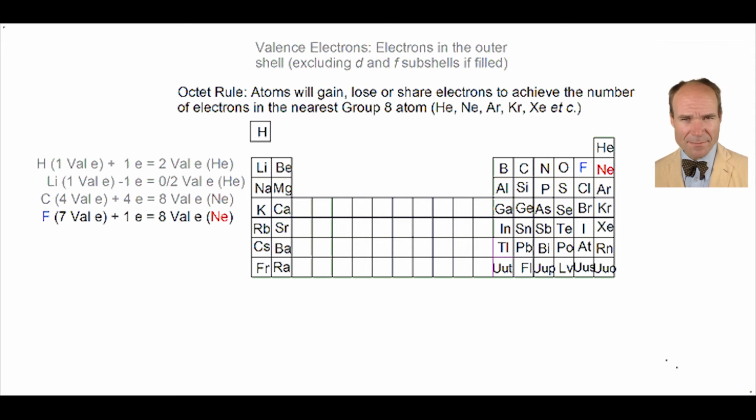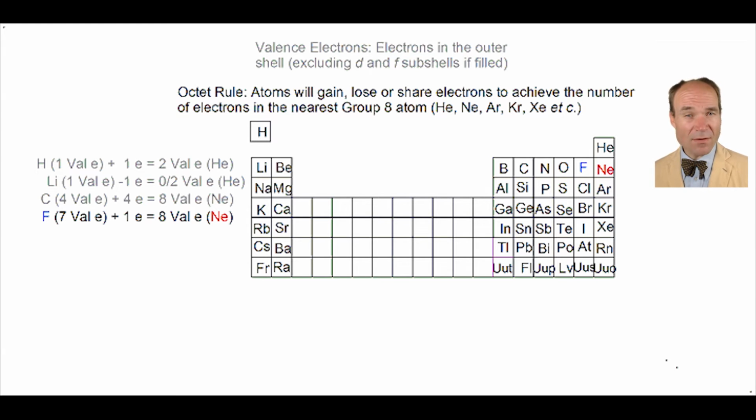What about fluorine? Well, it has 7 valence electrons. Its nearest group 8 atom is also neon, with 8 valence electrons. So, fluorine has to find 1 extra electron to derive octet rule stability.